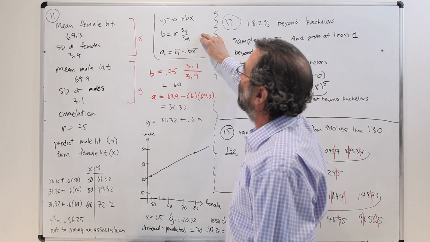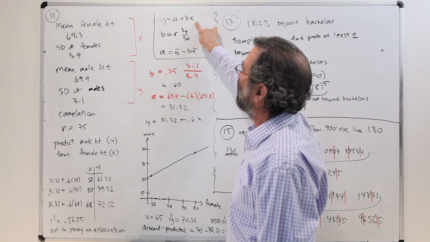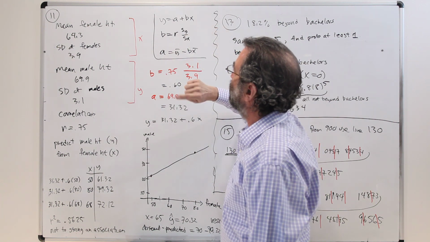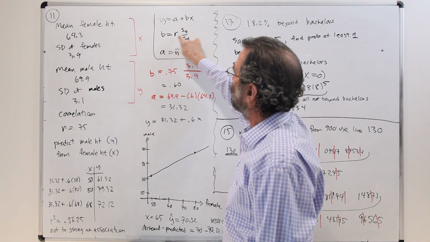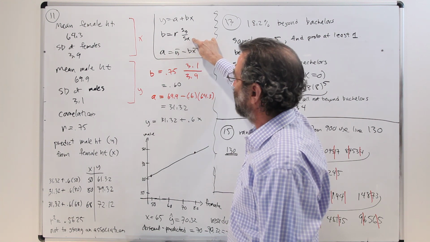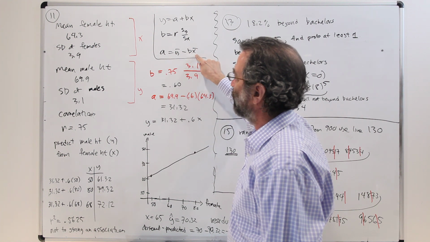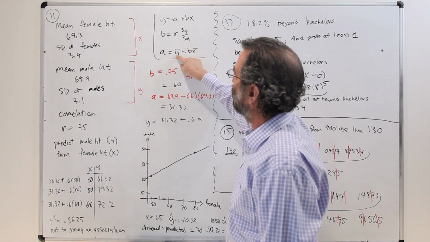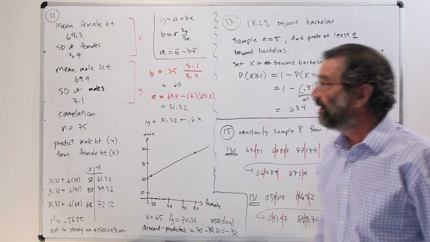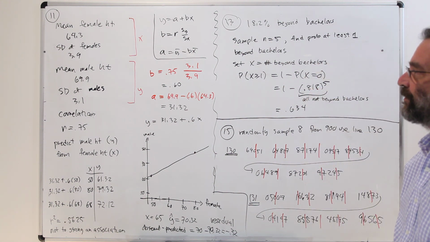So with that, here's the regression equation, y equals a plus bx. The slope is b, the intercept is a. B is computed by correlation times standard deviation of y over standard deviation of x. We'll do that in a minute. And a is y bar minus b x bar. So we've got everything we need. We've got r, the means, the standard deviations. We're able to compute the regression equation.